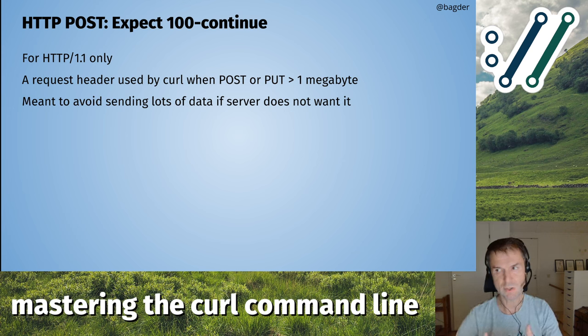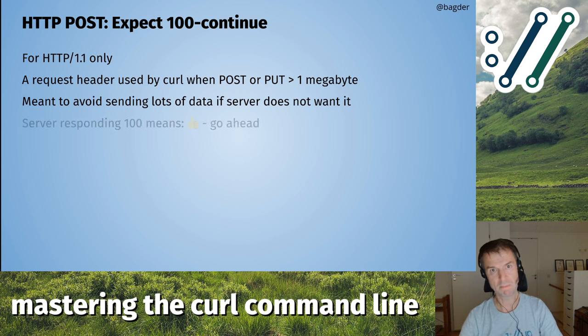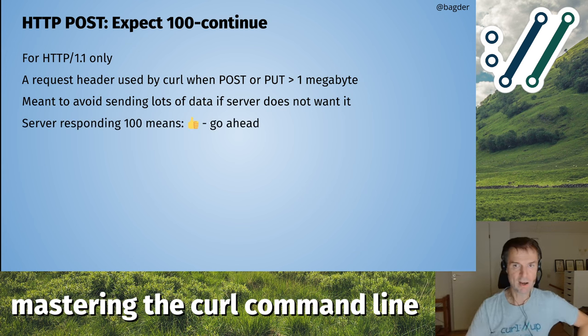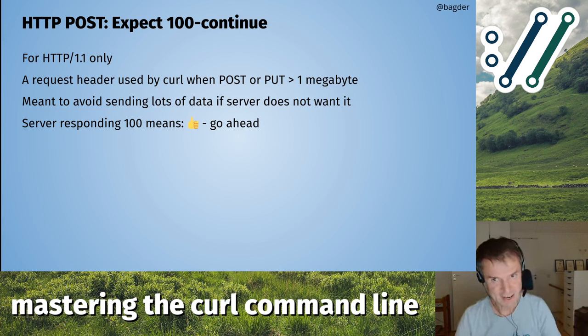But basically, if you're going to send a lot of data to the server, curl will add this header. If we add this header, the server is supposed to tell you, go ahead. Sometimes the server doesn't know about this. It'll just not say anything. So then curl will wait a while. Didn't get any thumbs up, I will go ahead anyway. So it waits for a 100 to say, go ahead. If it waits for a while, and if it doesn't get a go ahead, it will go ahead anyway.